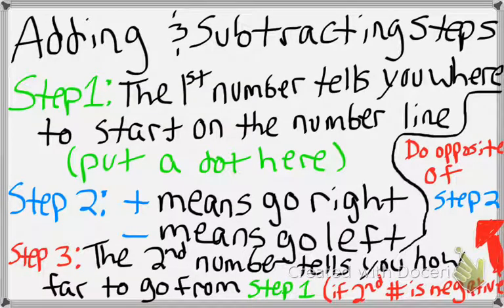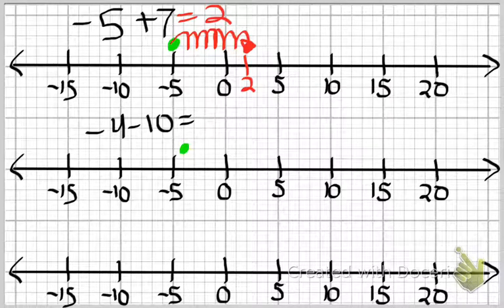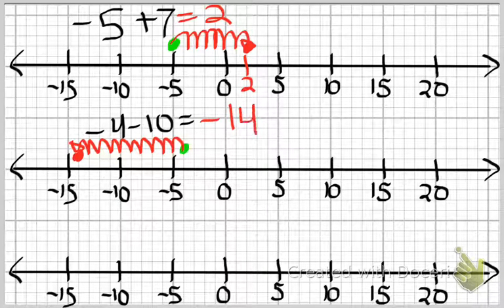Now, step 3 tells us how far to go. From here, we know we're going left, and it looks like 10 spaces. So from negative 4, go left 10 spaces. 1, 2, 3, 4, 5, 6, 7, 8, 9, 10. So we finish right here. That location is your answer, and you'll notice that location is negative 14. So we know our answer is negative 14. If you started in the negatives and we knew we had to go left, that means we're going deeper into the negatives. So that makes sense. Negative 14 is deeper than negative 4.